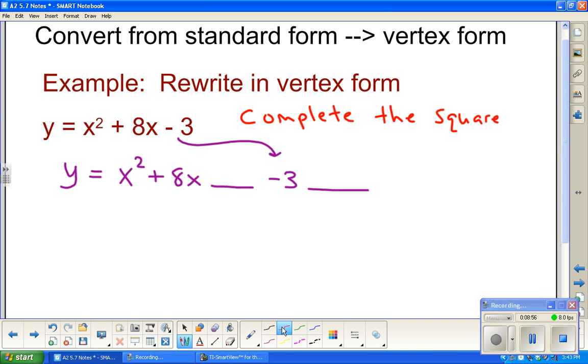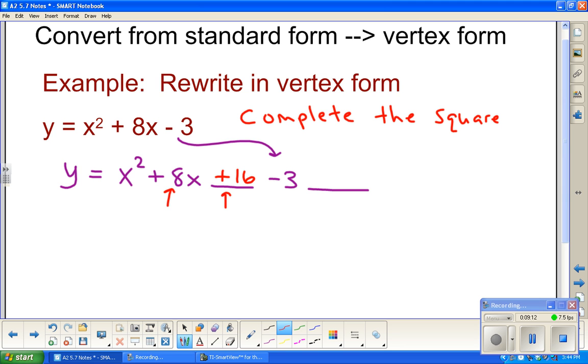I want to figure out what number should go here. So I look at the b value just like I did before. I take half of it and I square it. So this is nothing new. Half of the 8 is 4. When we square that, we get a plus 16. But here's where you've got to be a little careful.